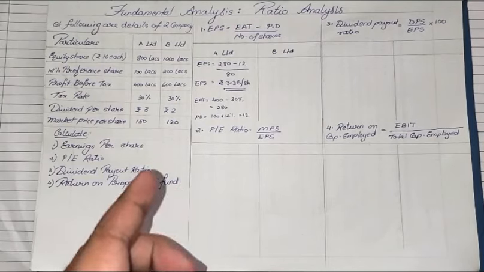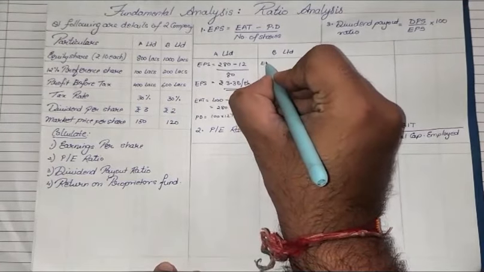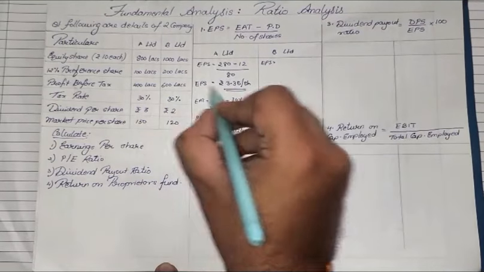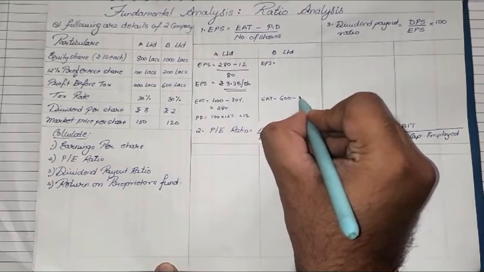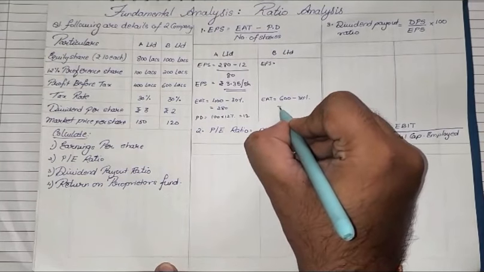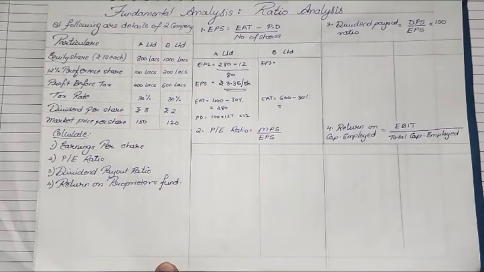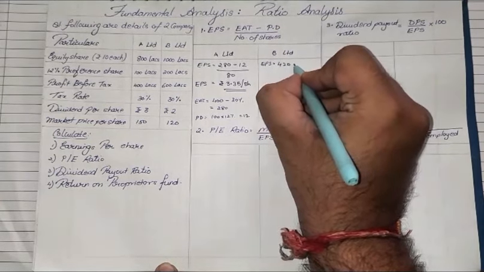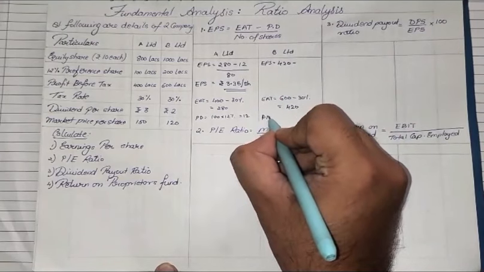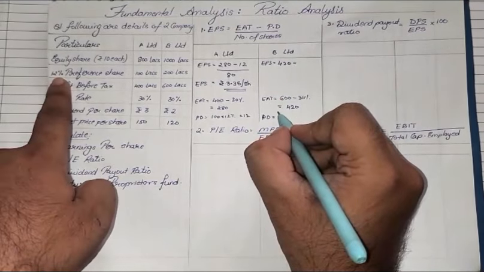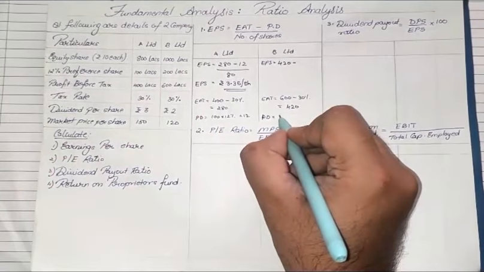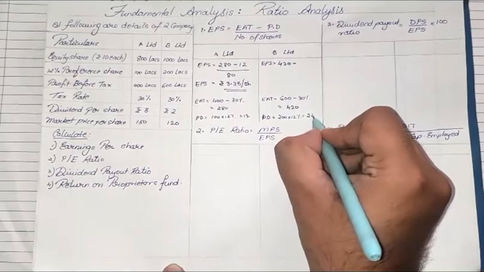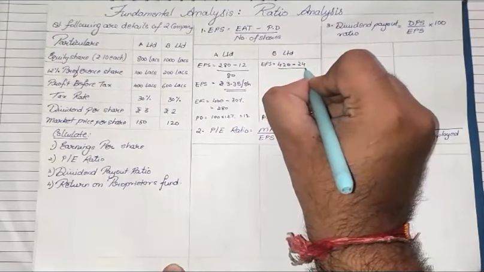Now similarly we'll have to find for B Limited. So again I'll just note down the formula. EPS is equal to, first I need to find earning after tax. So earning after tax will be before tax, that was 600, less tax percent, which was 30%. So it will be 600 minus 30%, so our value will be approximately 420. So our earning after tax is 420 less preference dividend. Now preference dividend, again it will be 12% of the value, so it will be 200 into 12%, which comes to 24. So minus 24 divided by the number of shares.